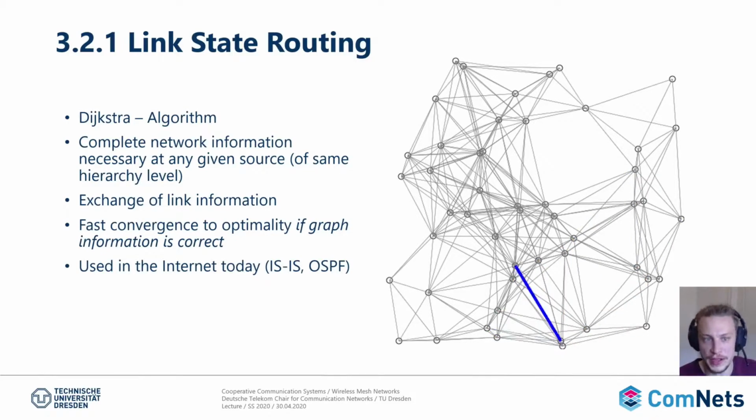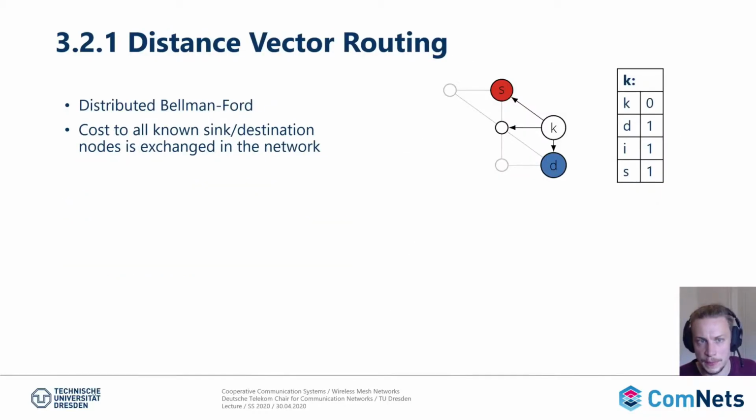However, for wired links, this is much more applicable, as this algorithm is used in today's internet in the protocols IS-IS, so Intermediate System to Intermediate System, and Open Shortest Path First. The other type, distance vector routing, follows a distributed form. A well-known example for this is the distributed Bellman-Ford algorithm.